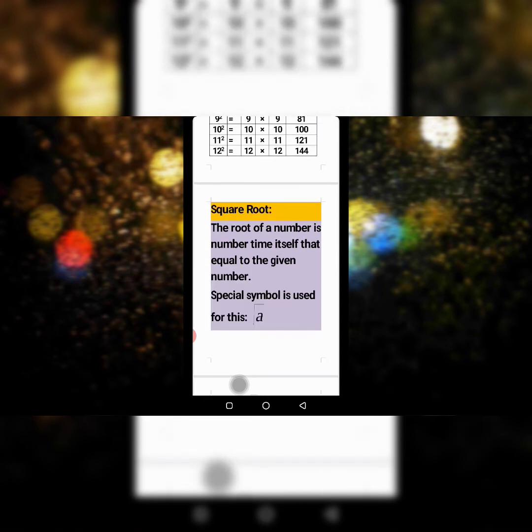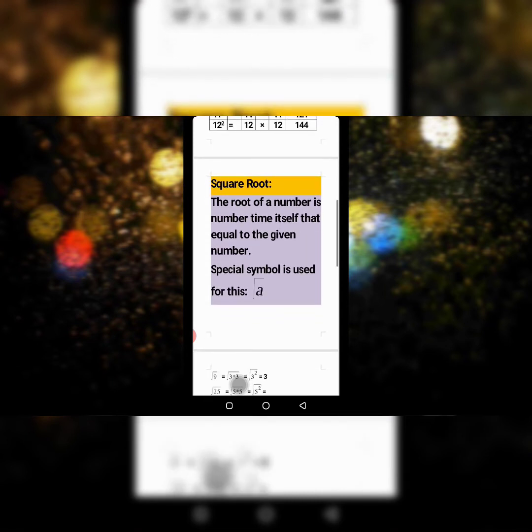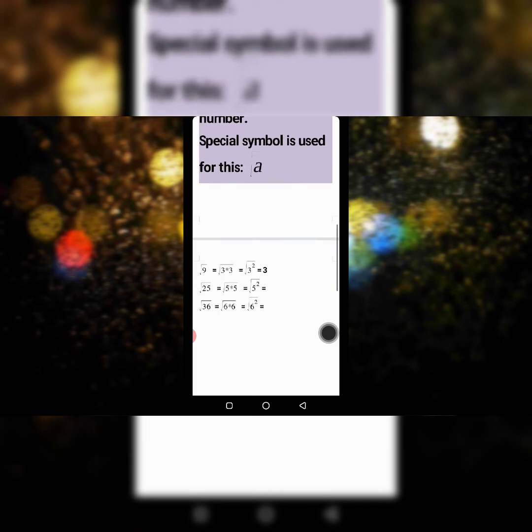Now we move towards the square root. What is the square root? The square root, the root of a number, is the number which, multiplied by itself, equals the given number. A special symbol is used for this, the root symbol, if you look at the screen. Now I'll explain this definition with the help of an example.